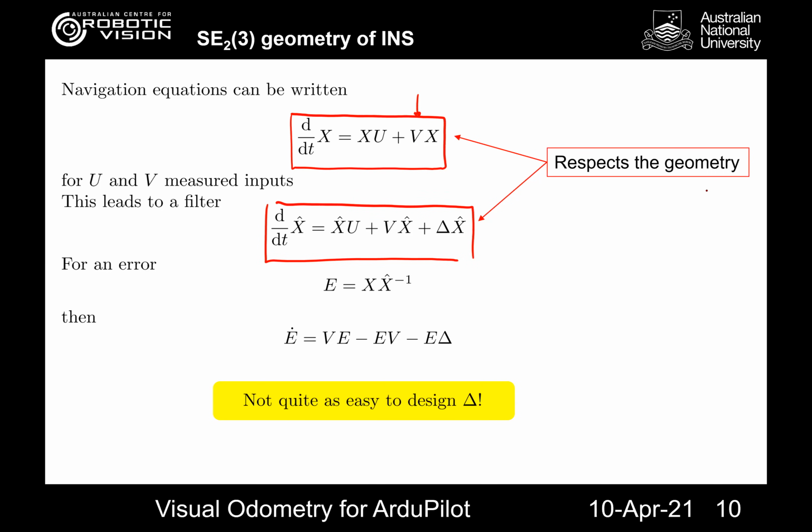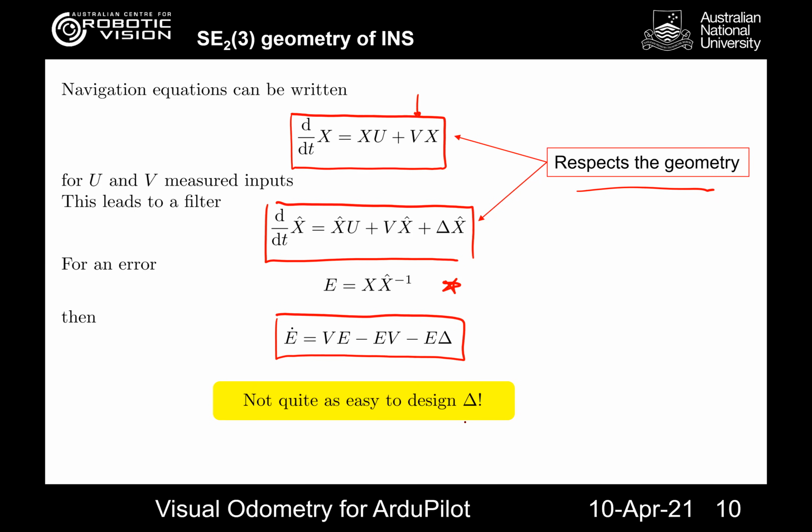So again, this is an observer that respects the geometry of the problem, right? So we've got this really cool geometry, and we can do something with it. So again, we can now use this error, which is just beautiful, and we can look at the error kinematics and start asking questions about designing observers. So that's the equation that we get here.